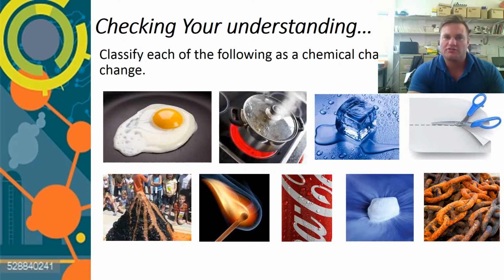You need to classify the following as a chemical change or physical change on your worksheet. So cooking egg, boiling water, melting ice, cutting paper, the reaction that you might have when you set up a fake volcano of vinegar and bicarb soda, burning a match, condensation on the outside of a Coke can, sublimation from when a dry ice goes straight from a solid to a gas, and rusting.